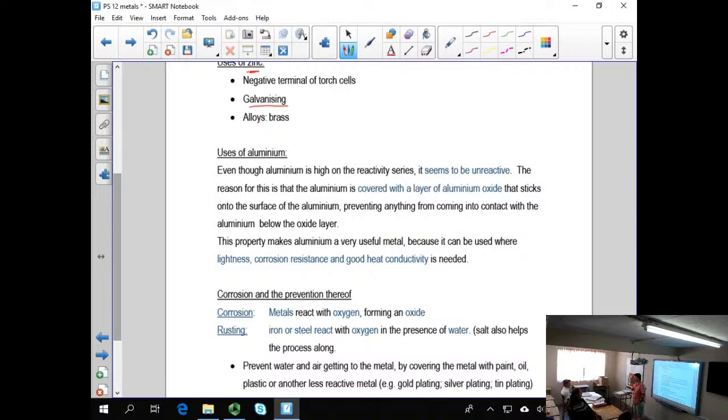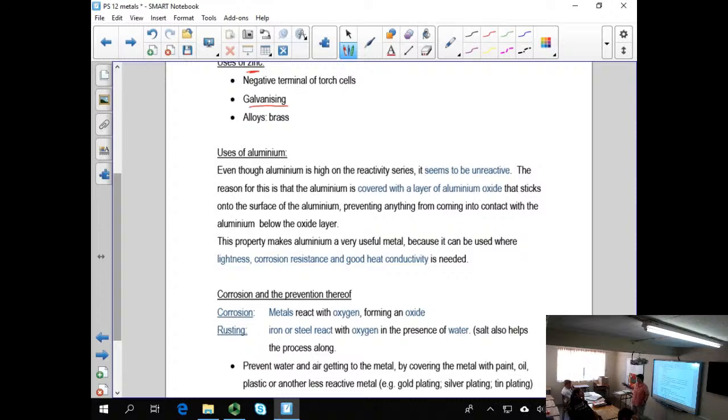It is. But aluminium reacts very rapidly with oxygen, and it forms a layer of aluminium oxide. And this aluminium oxide has the ability to stick onto the aluminium, thereby sealing off the aluminium from exposure to oxygen and water and whatever there is in the environment. And that is why it seems as if aluminium does not react. It is unreactive because it's covered by a layer of aluminium oxide that seals it off.